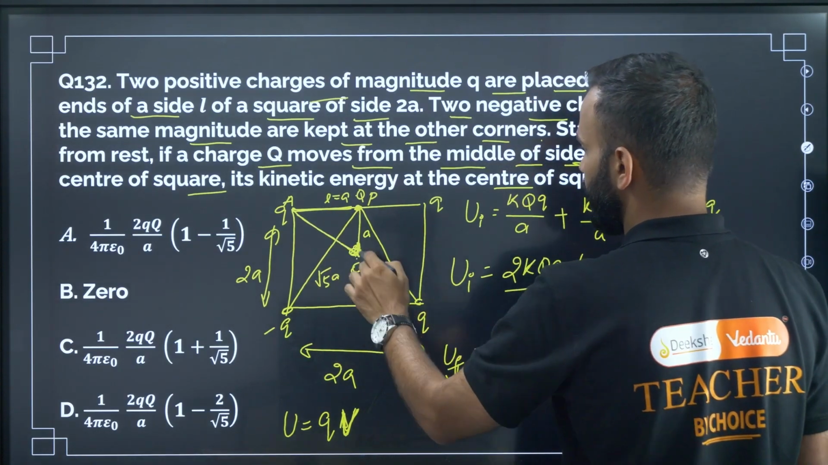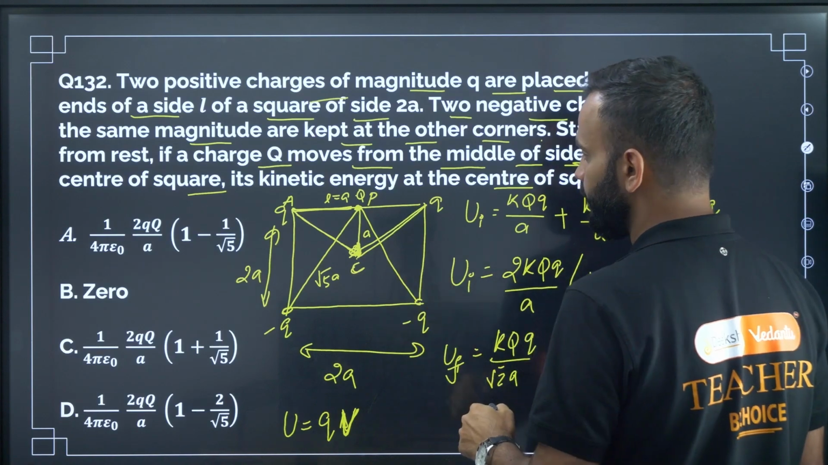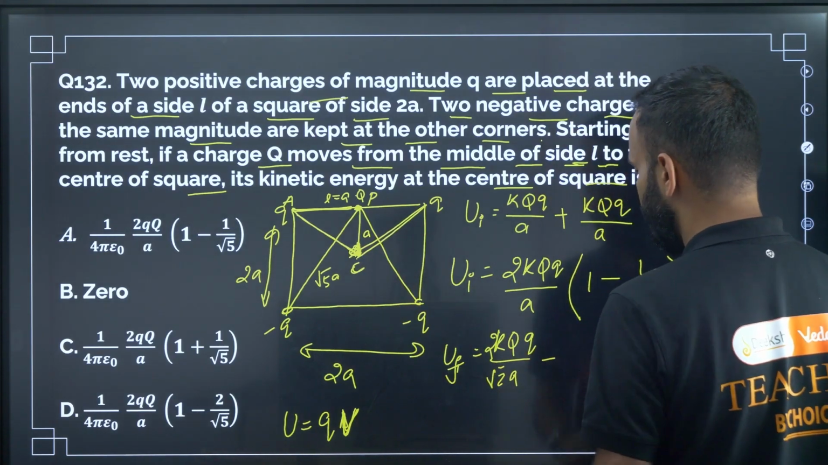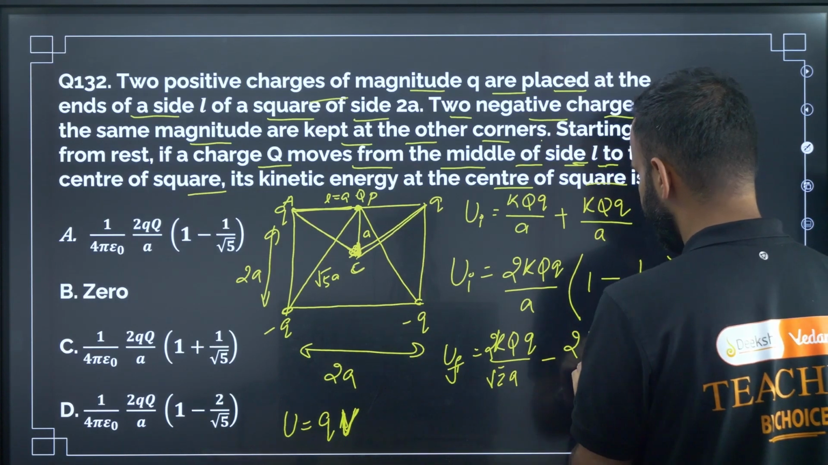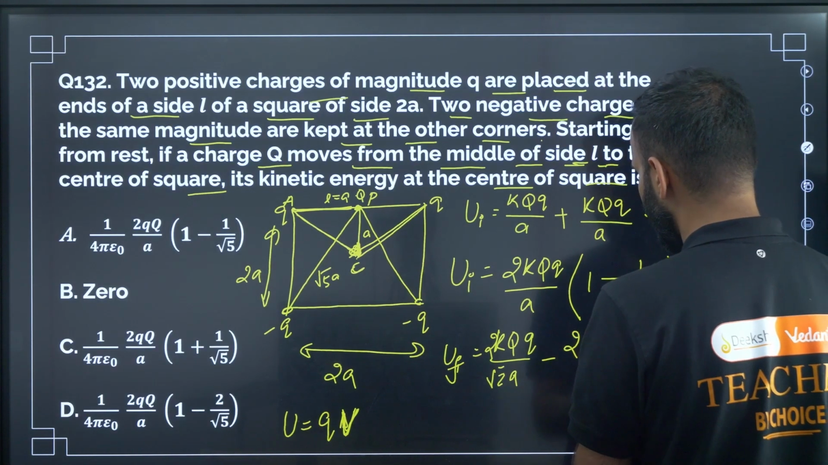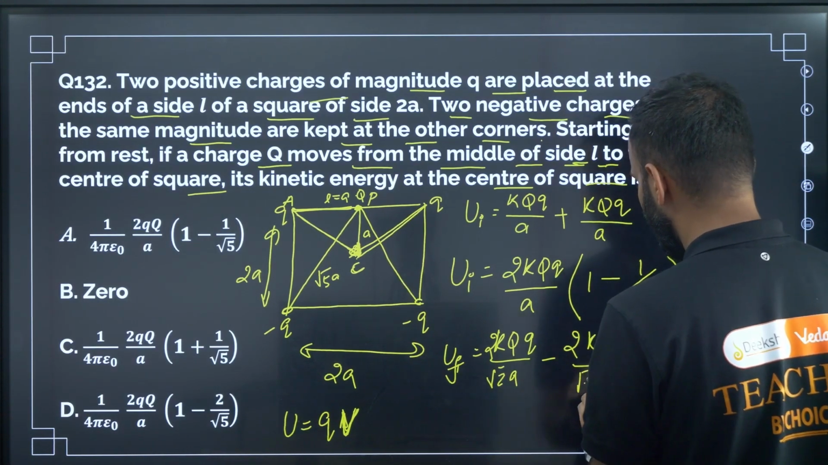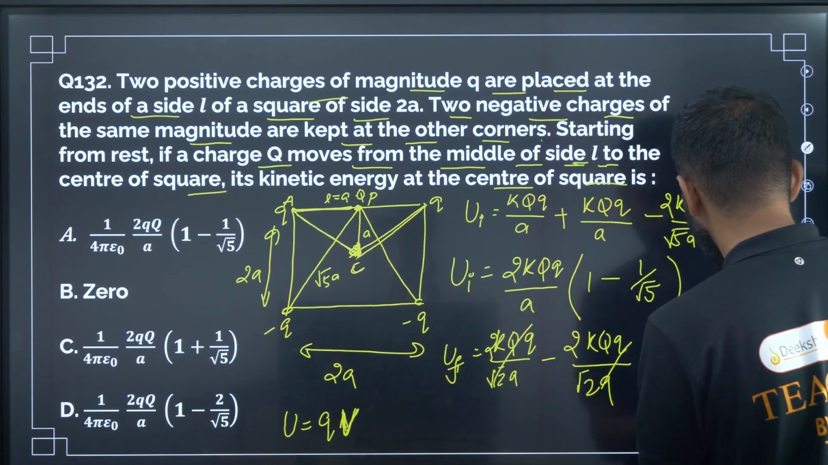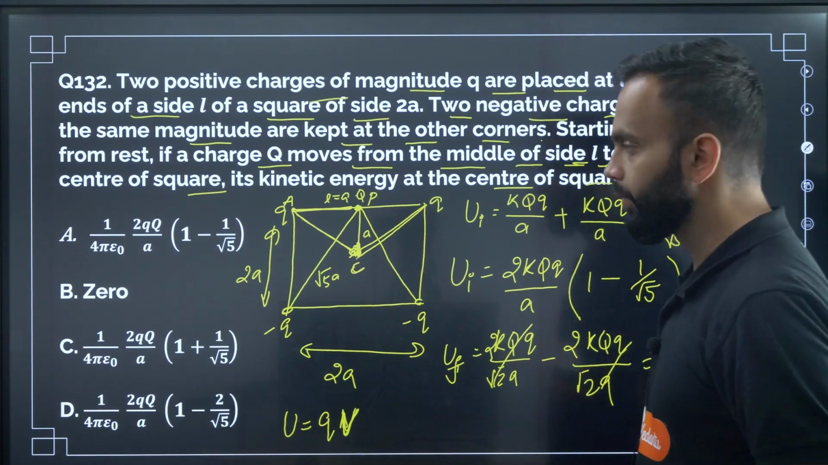So there are two positive charges, right? The distance is also the same. The magnitude is also the same. So multiply by 2. Now minus 2 kQq divided by the same thing, root 2 a. So it will be 0. So the final potential energy is equal to 0, right?